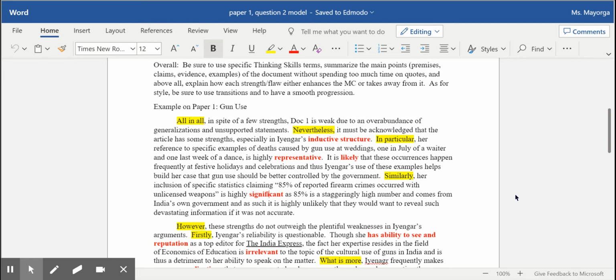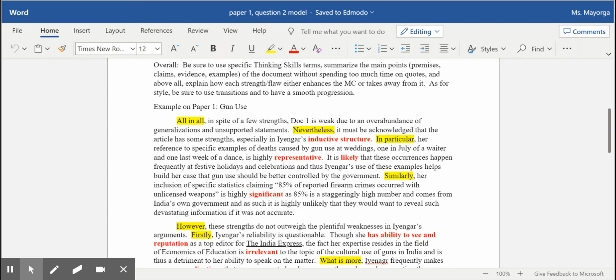And as such, it is highly unlikely that they would want to reveal such devastating information if it was not accurate. So I used 2 things from the art of argumentation. I used significance from SAD. 85% is obviously a high number, but I also talked about credibility. This comes from India's own government. So that's reputable because it doesn't make their country look very good. So obviously, why would they be claiming this if it were untrue?